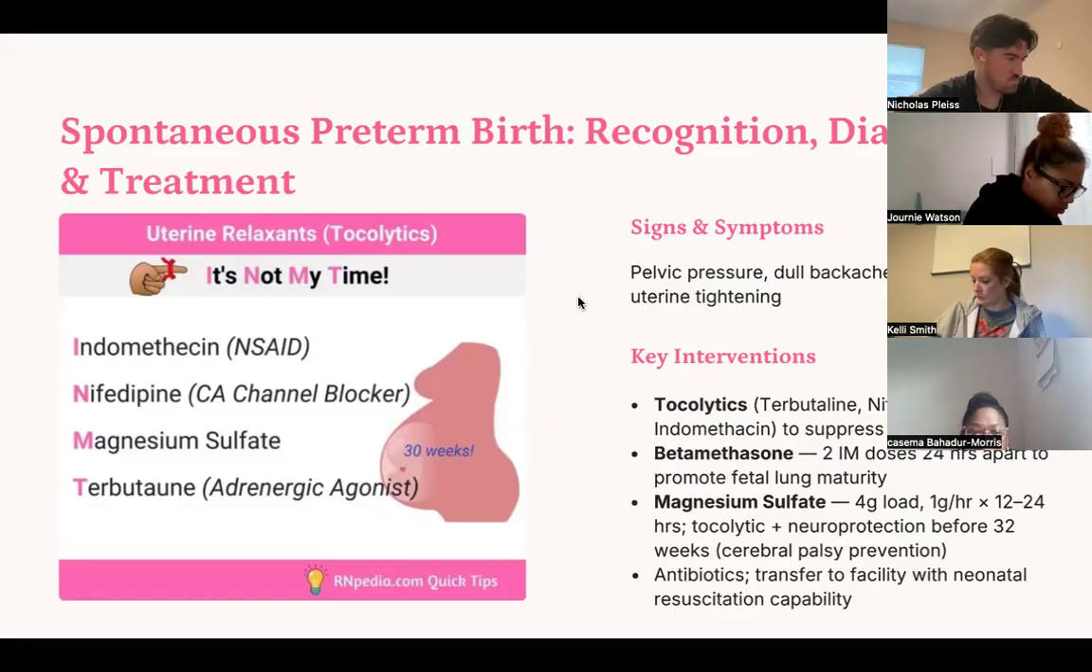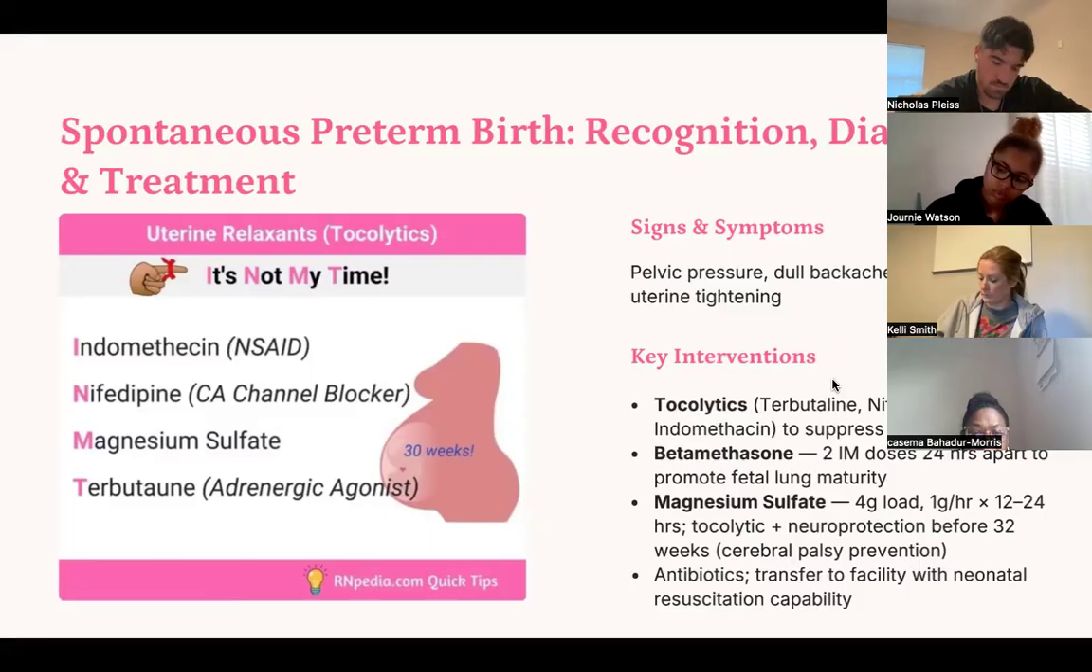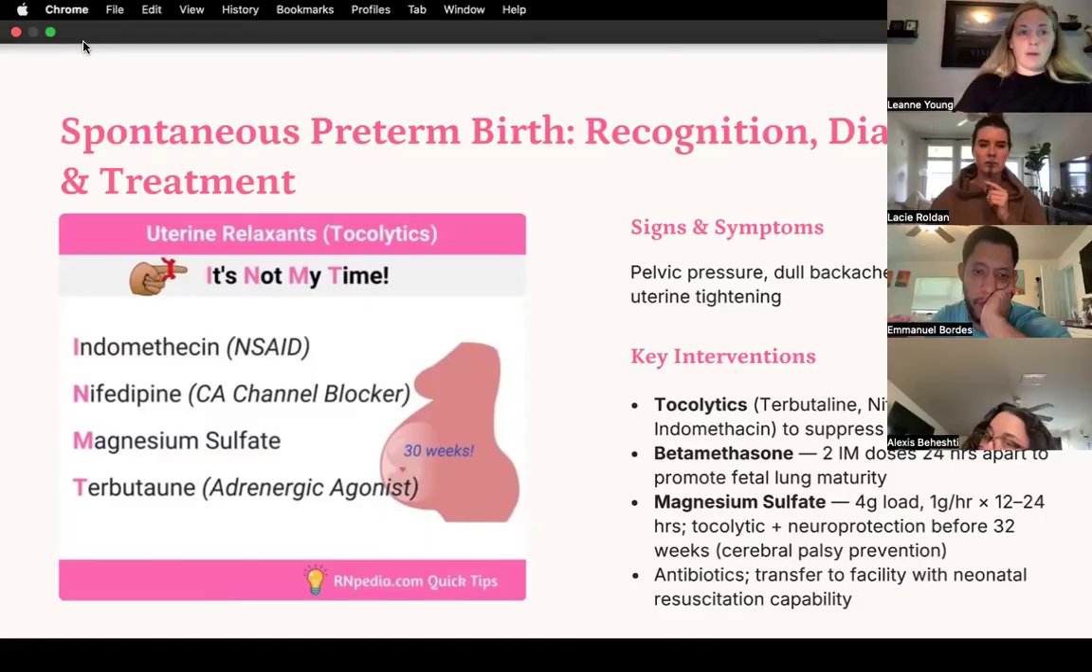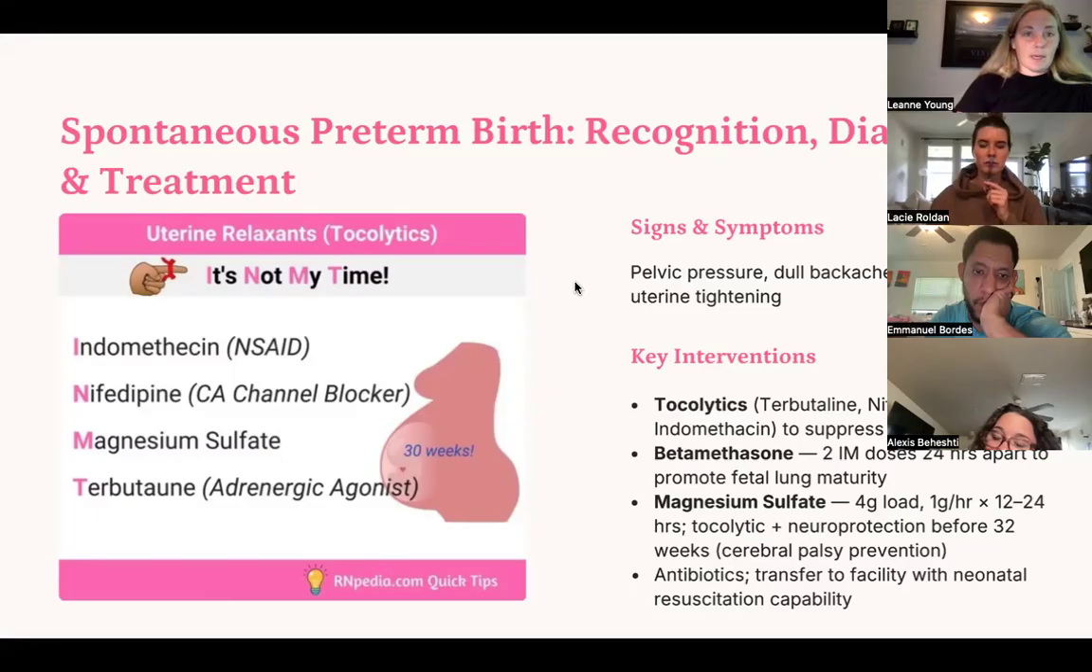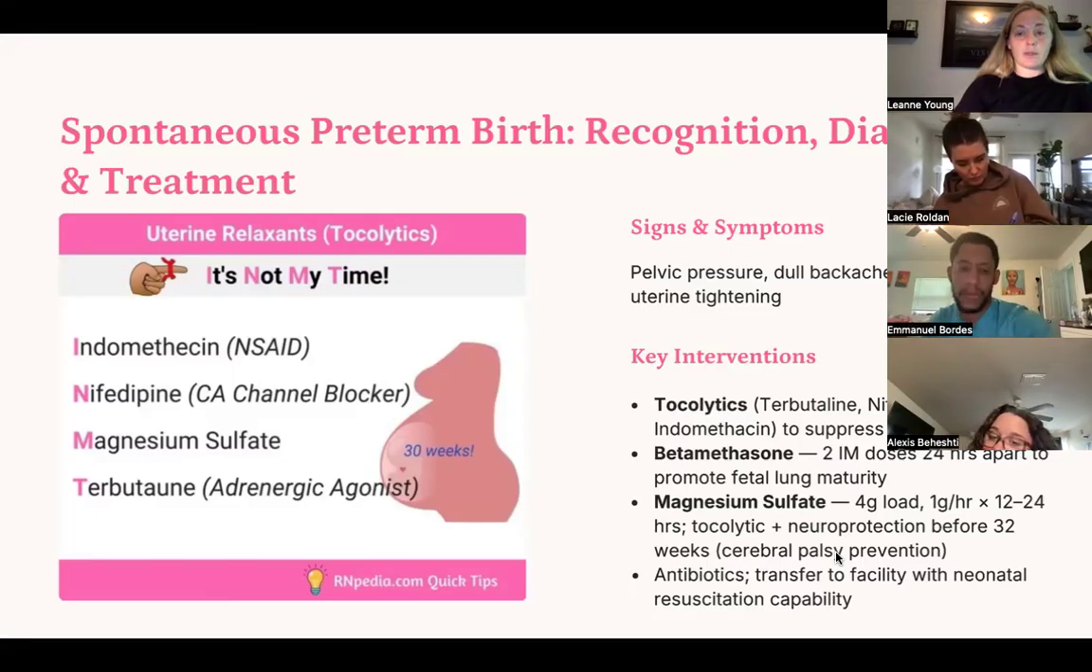Mag sulfate. So we mentioned this is mainly used for seizure activity in a preeclamptic mom. Why would we also give it in the instance of preterm delivery? It can relax our uterus, but another reason we would do it is it prevents cerebral palsy in a baby. Okay, so that's another reason why we can give magnesium. It's a huge thing that we give for cerebral palsy prevention, especially in those really, really early deliveries.